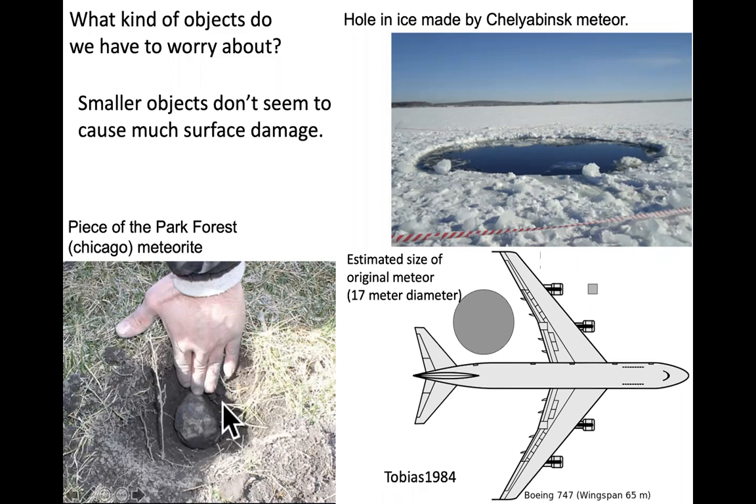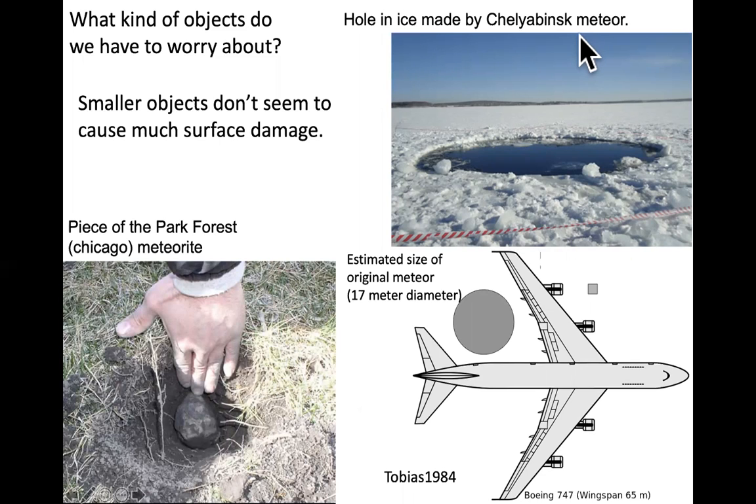For example, this is the Park Forest meteorite, which was an object about this big that crashed into a location in suburban Chicago. Didn't do too much damage, just punched a hole. Thus far, nobody has been killed by a meteor that we know of. Somebody got their leg broken.